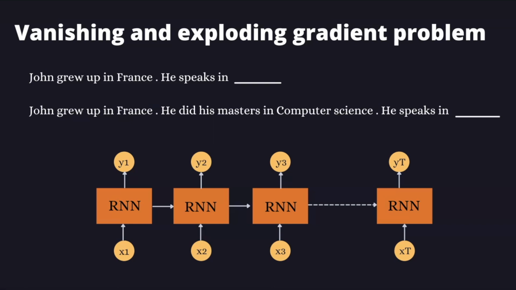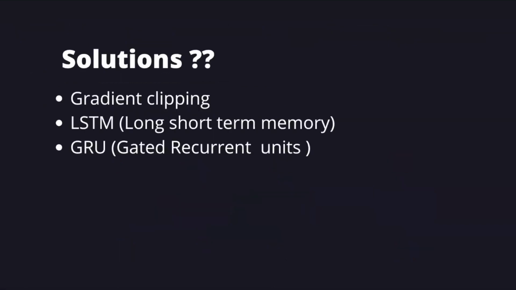Alright, now let's see the solutions to vanishing and exploding gradient problems. The first solution is gradient clipping. In gradient clipping, we provide a threshold on the gradient to prevent it from getting too large. And the other two solutions are LSTMs and GRUs. LSTM stands for long short-term memory. GRU stands for gated recurrent units. With LSTMs as well as GRUs, we can capture long-term dependencies of the words. So we will discuss these two methods in the next video.